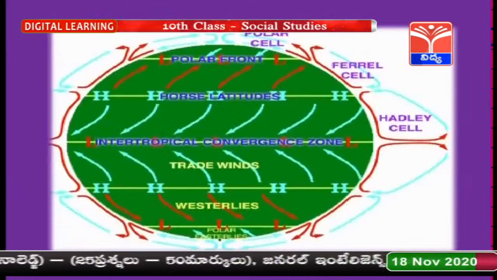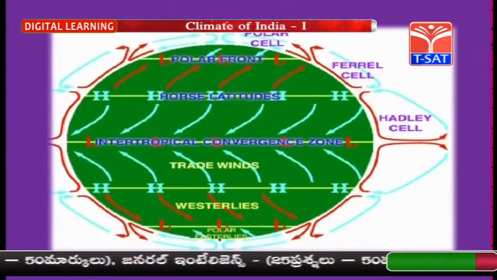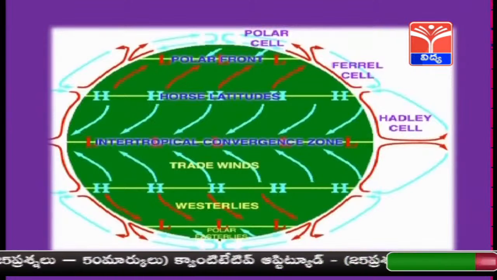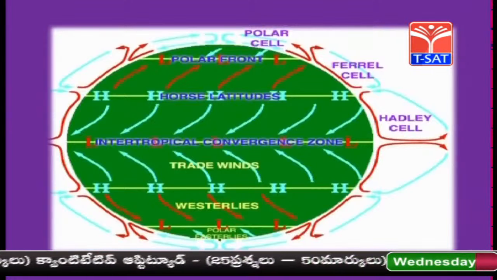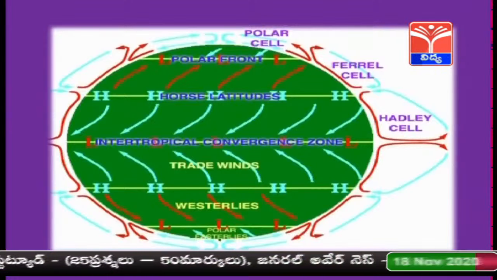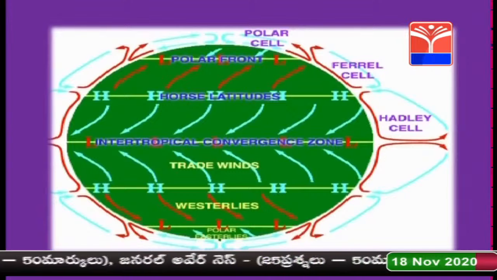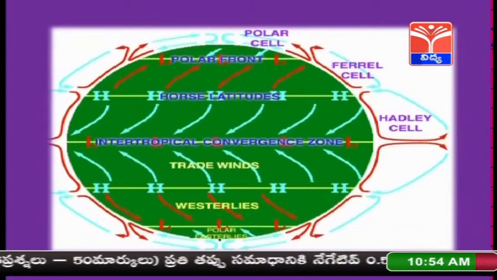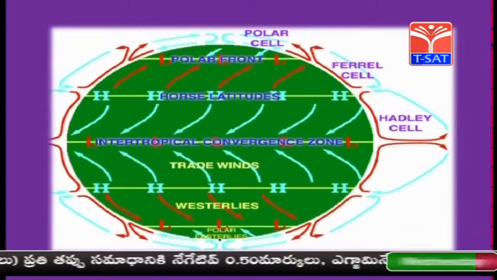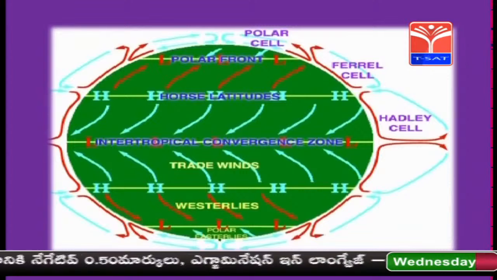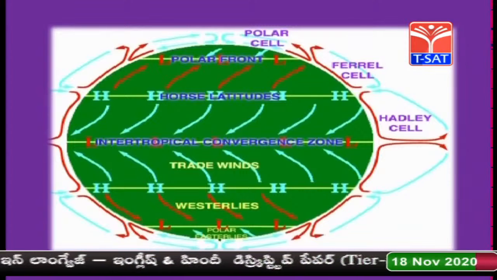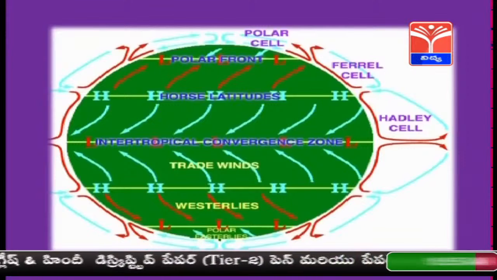Look at this picture. Can you identify the trade winds in this globe? Yes, it is in blue color. The blue arrow marks represent trade winds. In which direction are they moving? They are moving from east to west. As I told you, trade winds are also known as easterlies and they always move in the same direction, that is from east to west.